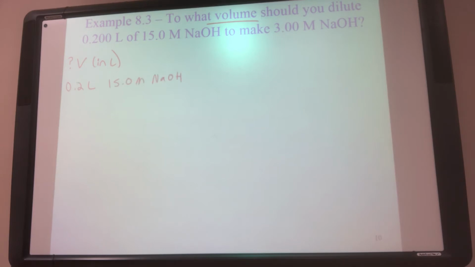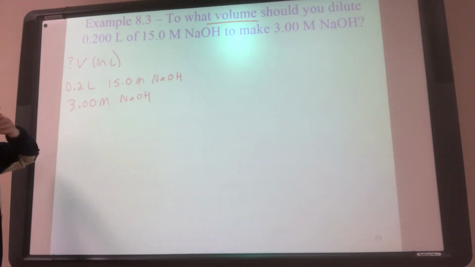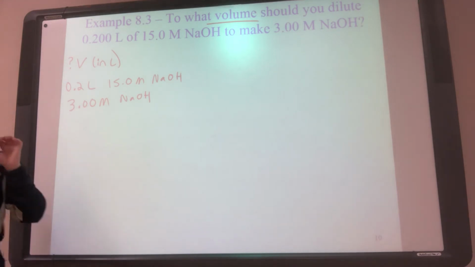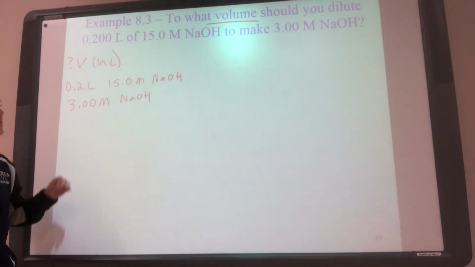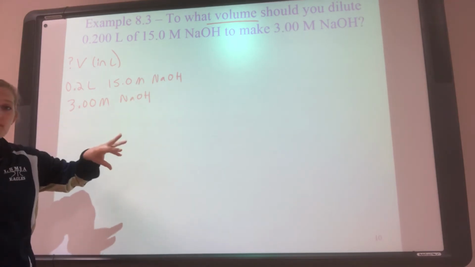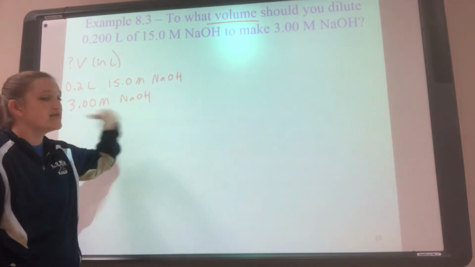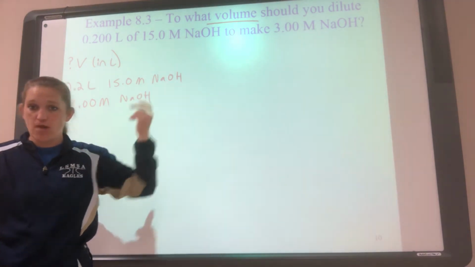So they told me how much of this guy I have, this molarity of NaOH. And they said that I'm trying to make 3 molar of this guy. So I have this one, and I'm trying to go to this one. We haven't got here yet, but there's going to be another way that I could go from one thing to something completely different. We already kind of talked about that with stoichiometry, right? We talked about how I could go from one thing to something completely different using a balanced equation in stoichiometry.